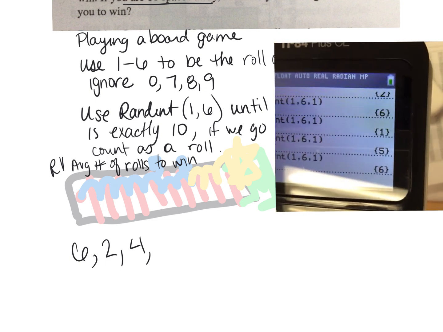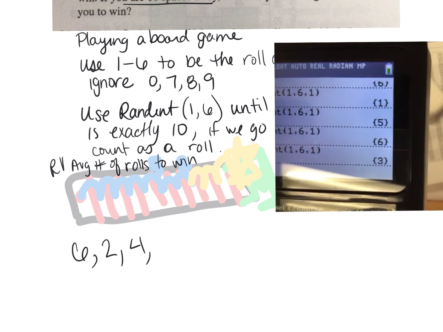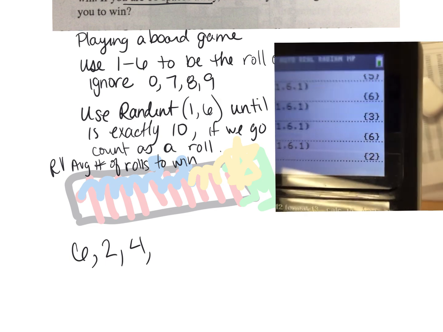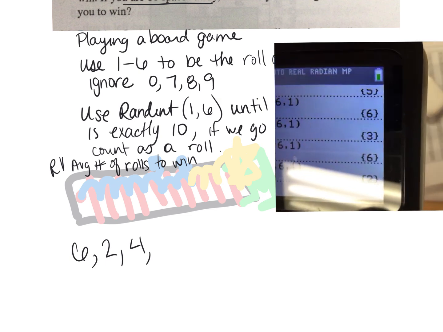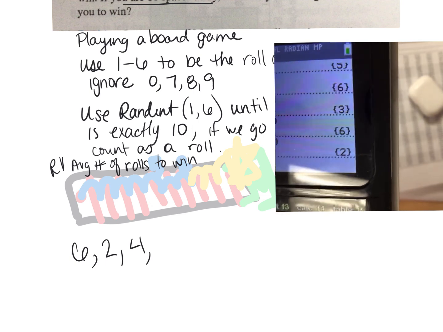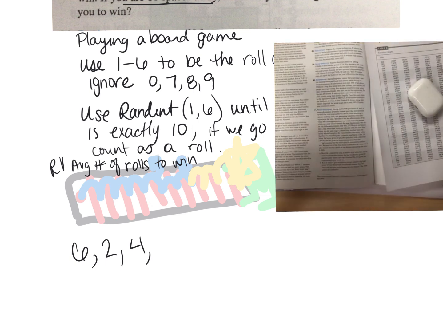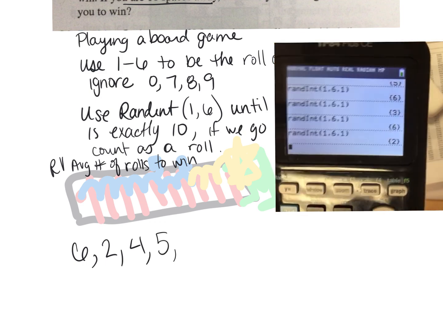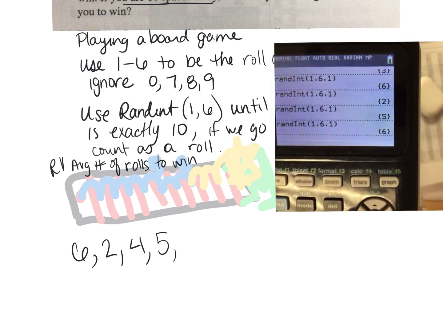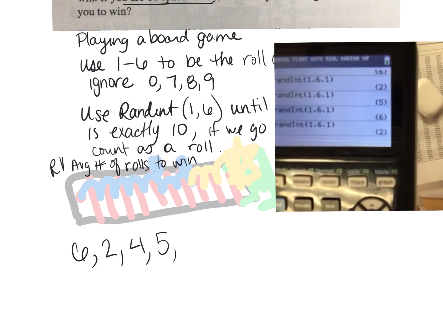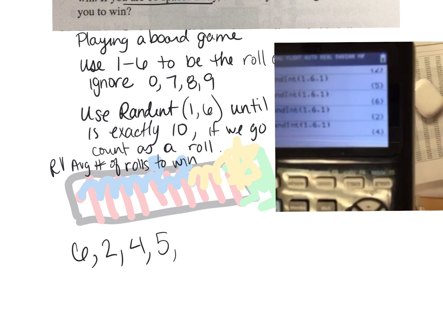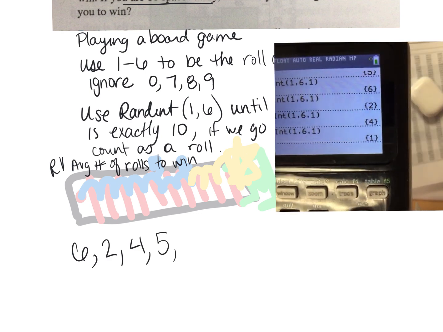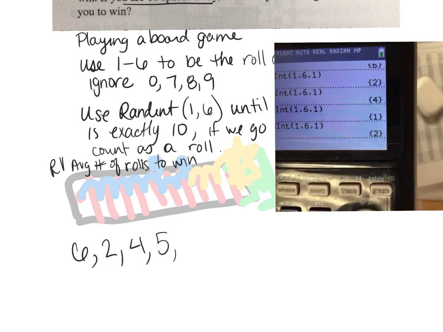So 5, over, 8, over, 10. That took 5 rolls. Right? You guys see it? And then we go again. 5, over, 7, over, because that's 11, so that doesn't count. 8, 9, 10. 6 rolls.